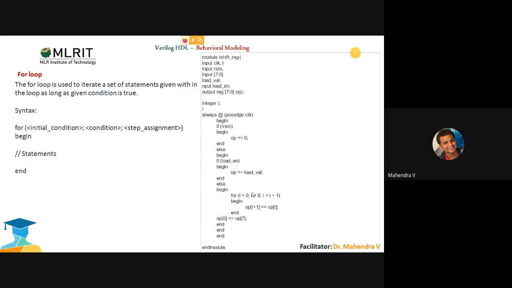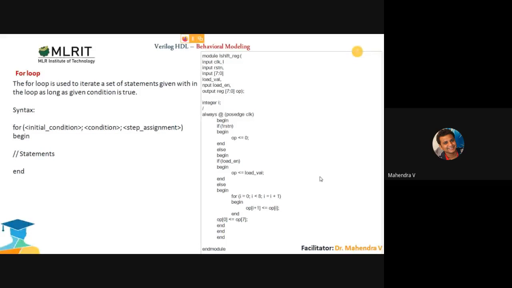Now here for the left shift, there should be a reset signal as well as the load enable. Whenever load is enabled, then data will be loaded. Then the shift operation will happen. That is the basic construct of the register. I hope you know the register structure. Based on the register structure only, we have developed this program. Here we have described the register by using behavioral modeling.